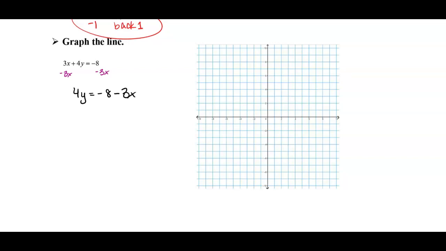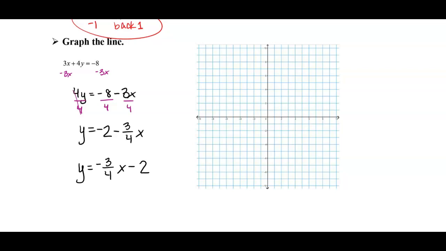The next thing I'll do is divide by 4. And I have to divide every single term by 4 to make that happen. So now I have an equation that says y equals negative 2, that's negative 8 divided by 4, minus 3/4 x. I'm just going to switch that around to get it in slope-intercept form, get that x term first. So I have negative 3/4 x minus 2.